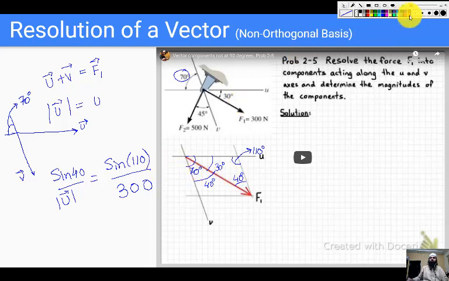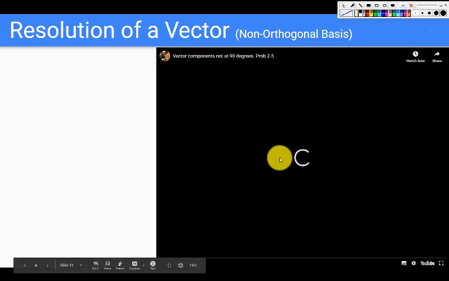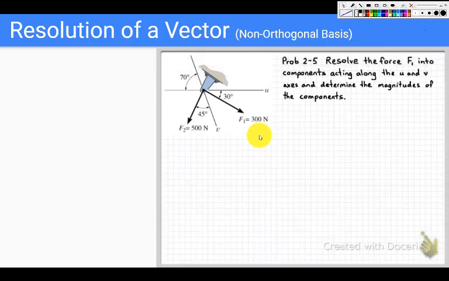So I found a really good video online, so you guys can go ahead and watch this video. In this video, I'll show you an example of resolving a force, or any vector for that matter, into components acting along directions that are not at 90 degrees to each other.